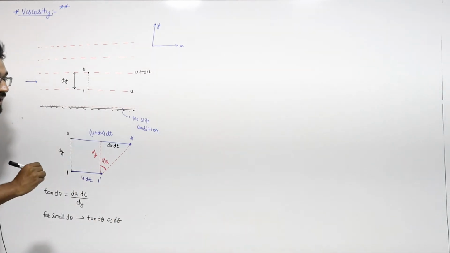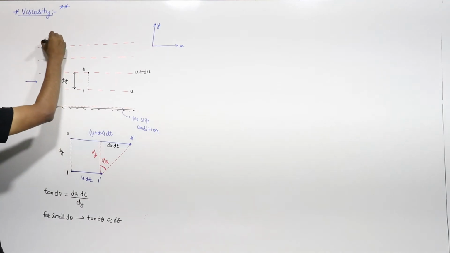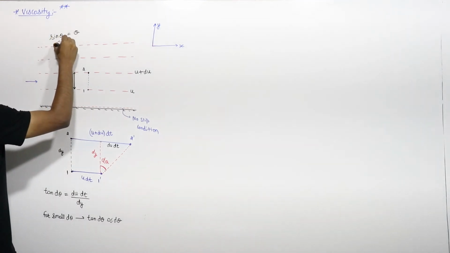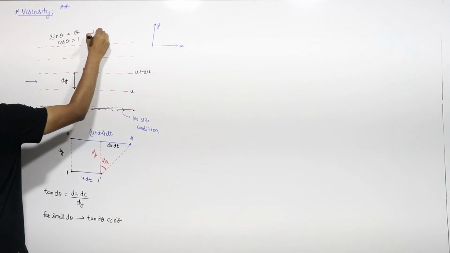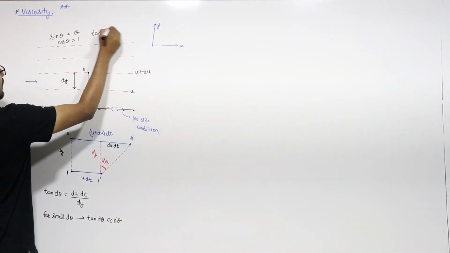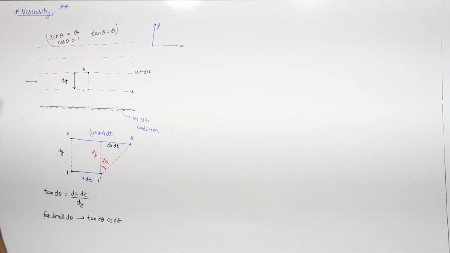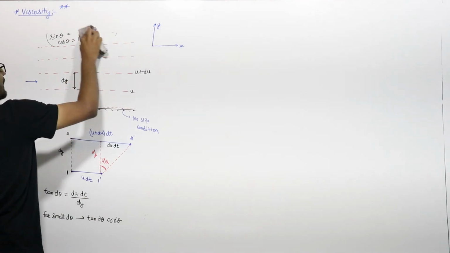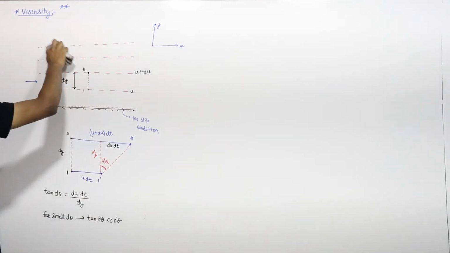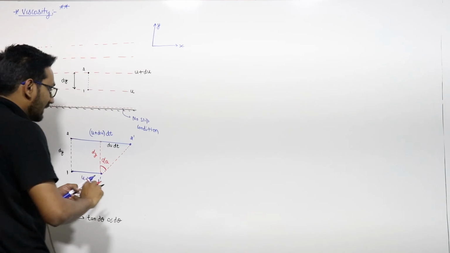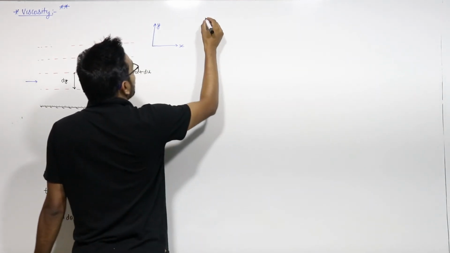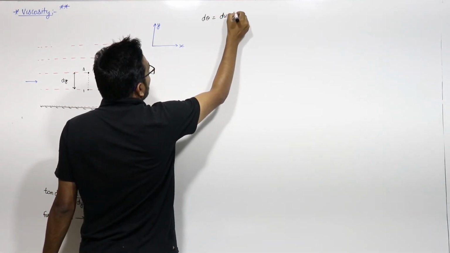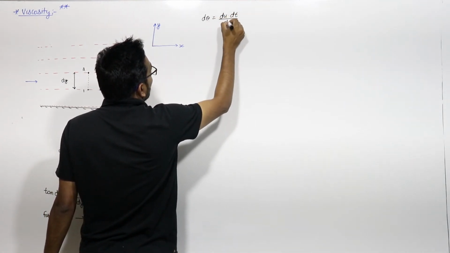We know that if the angle is small, sin theta can be written as theta. If the angle is small, cos theta is 1 and tangent theta is theta. So I can write tangent d theta is equal to d theta. So from here we get d theta is equal to du into dt divided by dy.